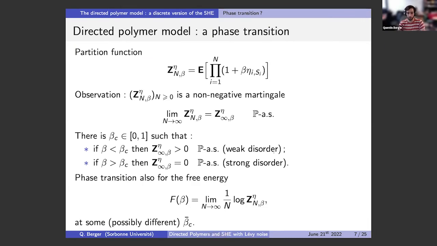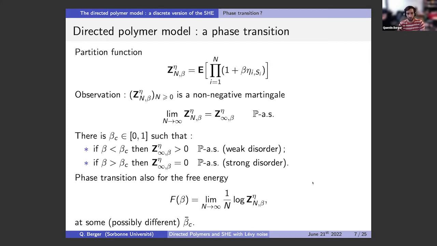And you can also see that if you look at the free energy. The free energy is 1/n log of the partition function. You take the limit, which is a quantity which you can show is non-random, and also called the pressure. And you can also show that it has some phase transition. One open problem in this model is to show that the phase transition occurs at the same critical temperature, the same critical beta. This has been open for 30 years, and I don't think people are close to proving that. But everyone believes it.